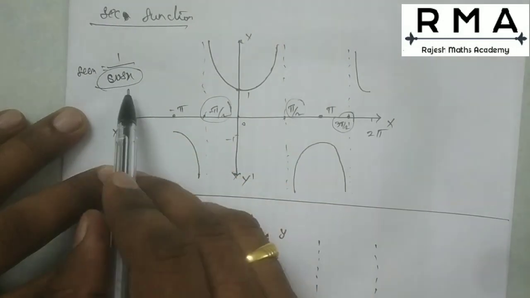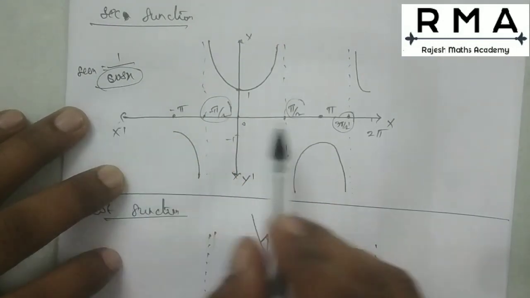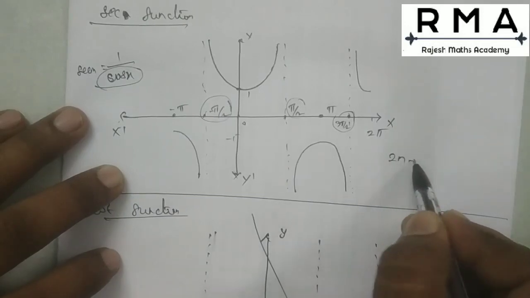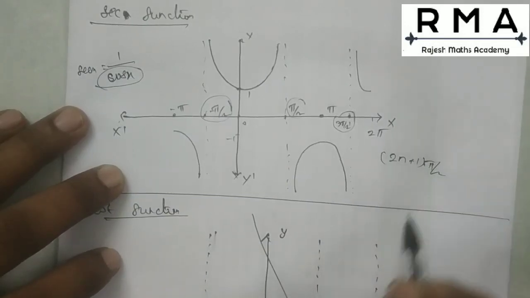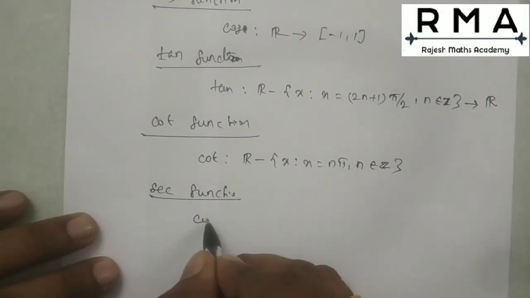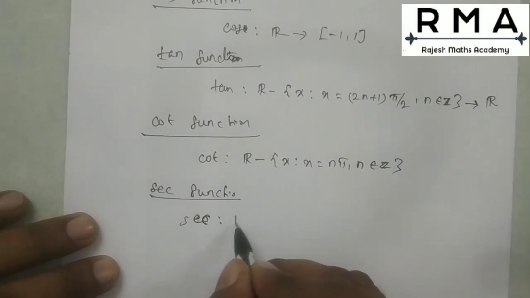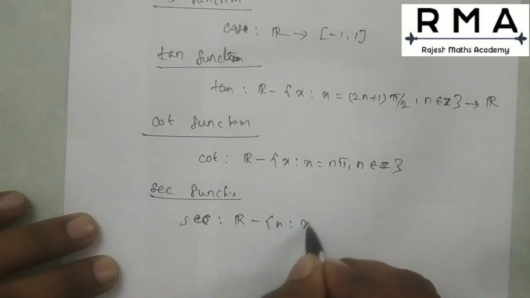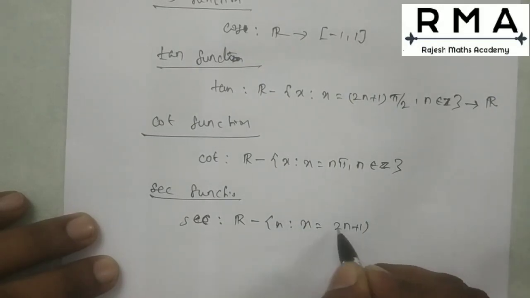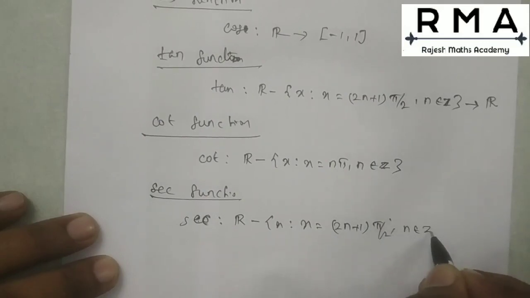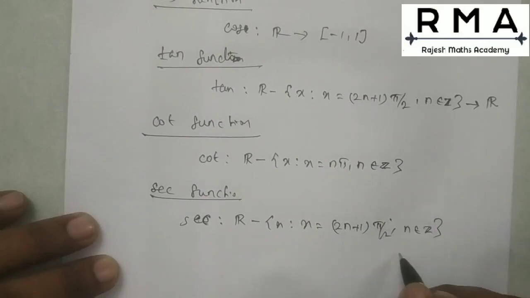So whenever cos x gets 0, at pi by 2, 3 pi by 2, 5 pi by 2, generally we can write that as (2n plus 1) pi by 2, I am excluding those points. So what will come? The domain of secant x is real numbers except x such that x equals (2n plus 1) pi by 2, where n belongs to Z.